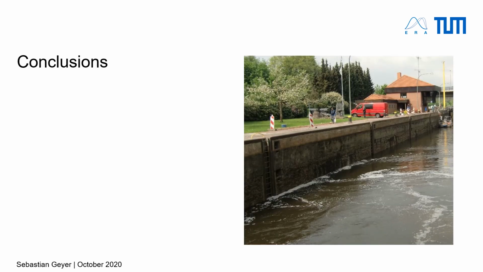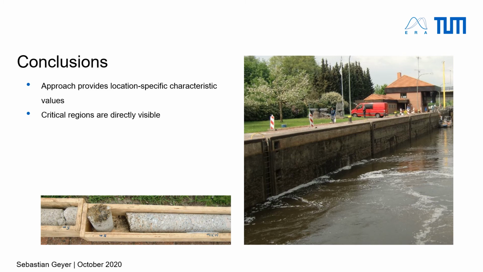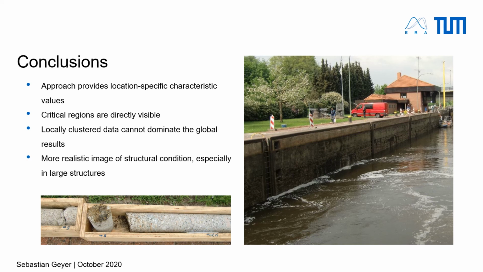Let me share my conclusions with you. The presented approach provides location-specific characteristic values of the model material property. And as you have seen in the previous example, critical regions can be made directly visible. Plus, locally clustered data cannot dominate the global results, as these data points would be strongly correlated and thus have a smaller effect on points that are far away from these clusters. So overall, you get a more realistic image of the structural condition, especially considering large structures.